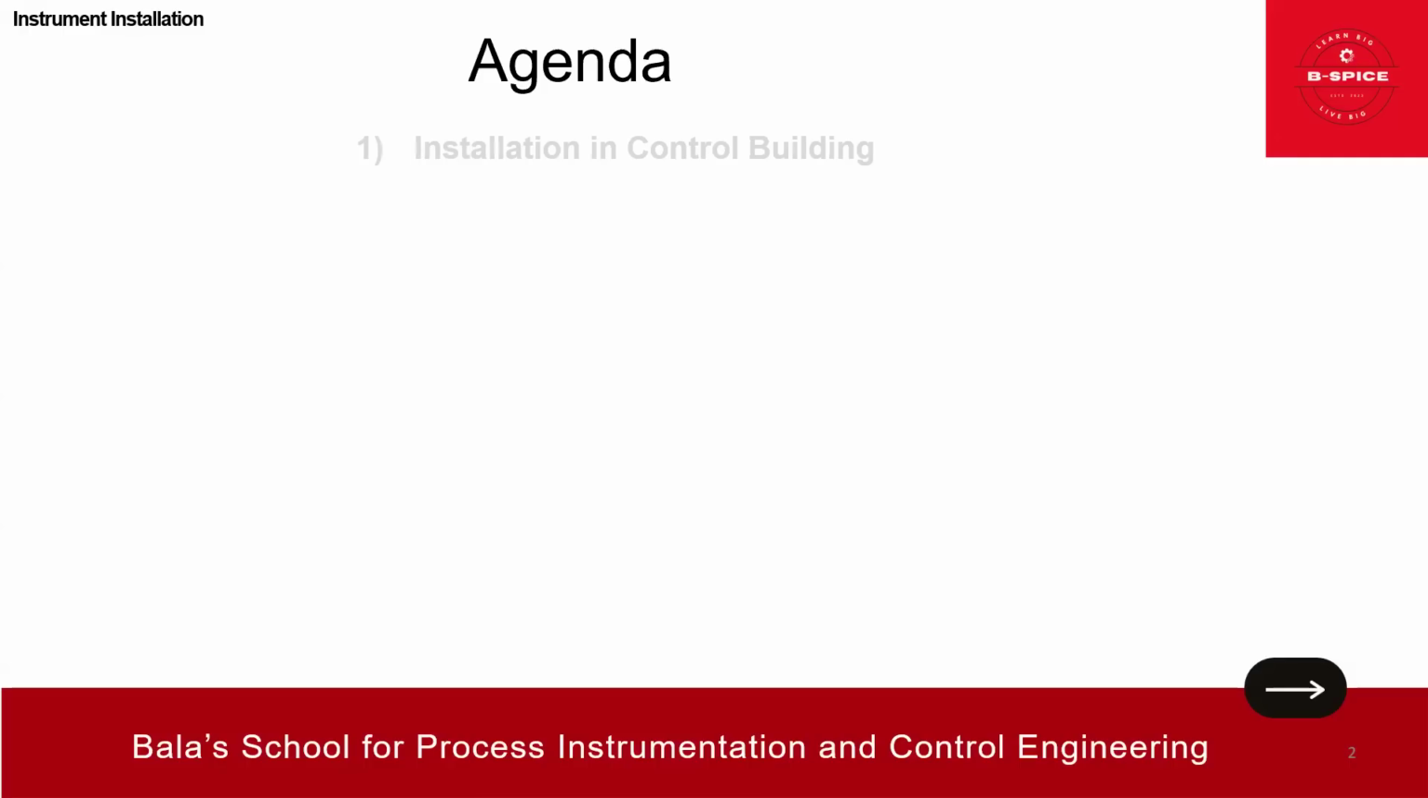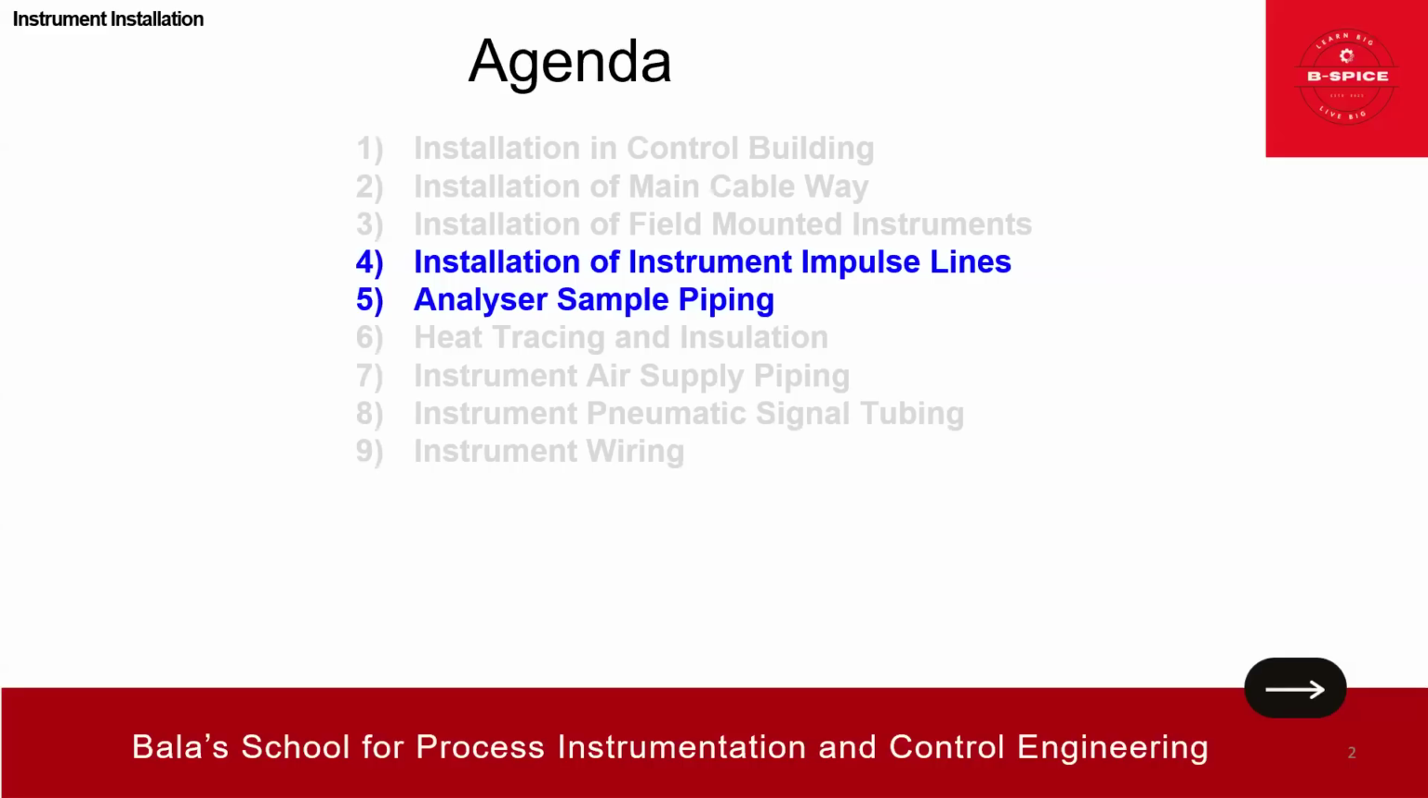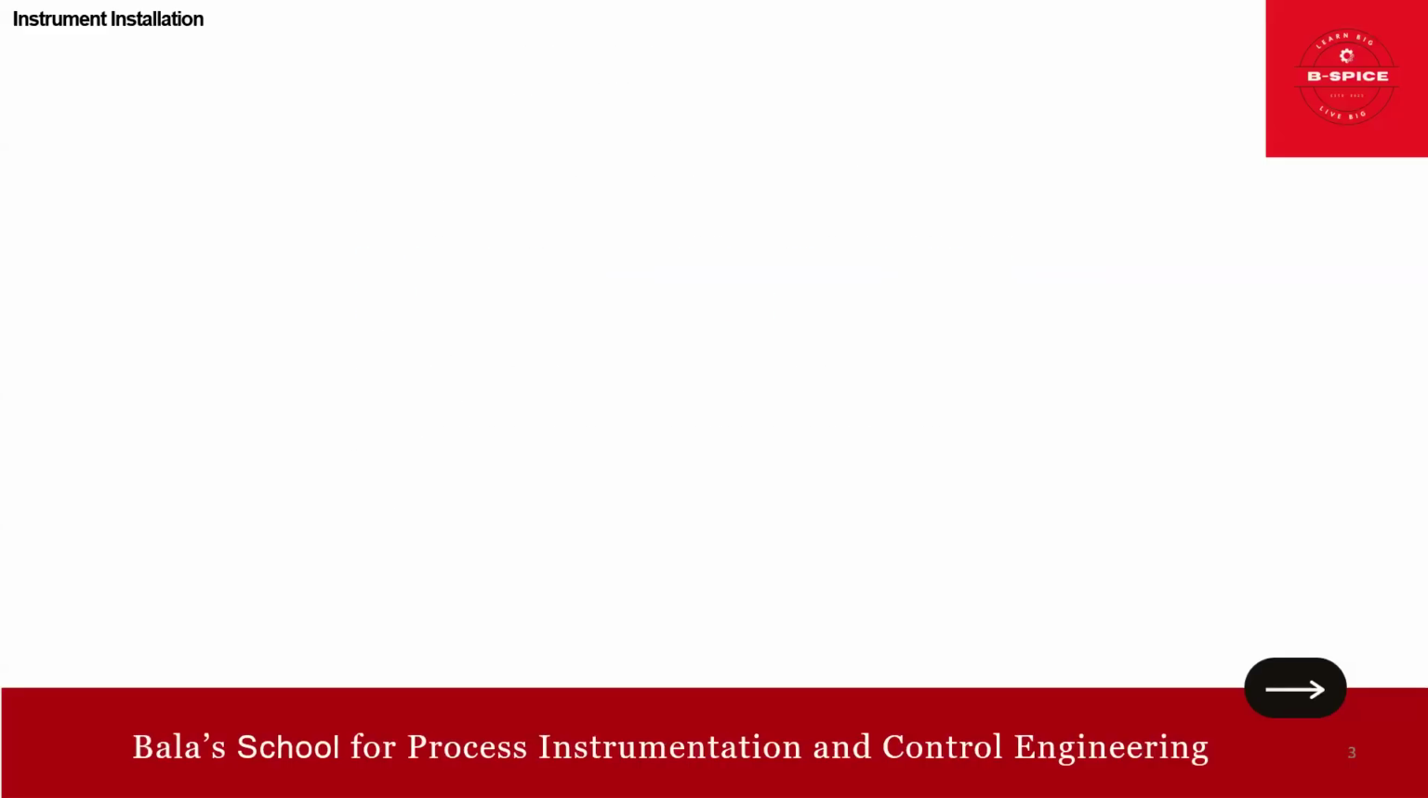Of course, installation in control building and main cable we have already covered in part 1, and installation of field instruments we already covered in part 2. And now in this part 3, we'll focus on impulse line. And of course, we'll touch upon a bit on the analyzer sample piping. Not much, it's a brief one. And the few further heat tracing and other stuff will continue in the subsequent sessions. Okay, so let's get started with this concept.